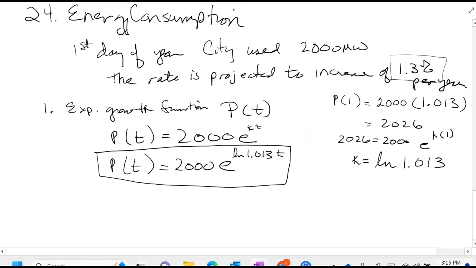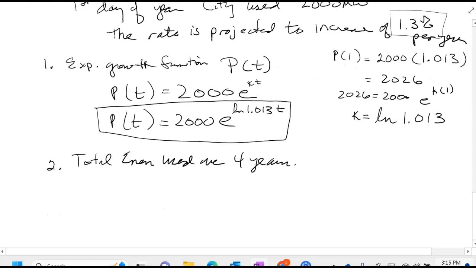And then we can use that function to determine, right, number 24, I lost my problem, total energy used by the city over 4 full years. We want total energy used over 4 years. Well, total energy is our E of t function. And E of t equals the integral from a to b, which of course is 0 to 4 in this case, of my P of t function, dt.